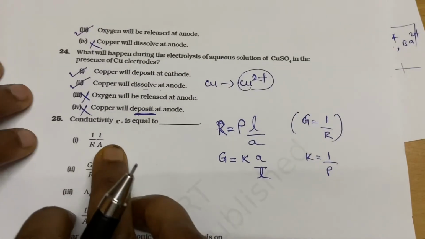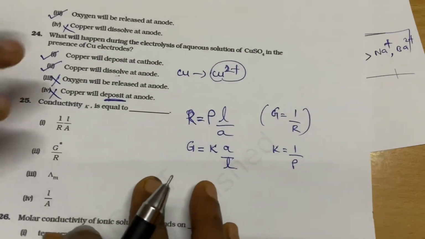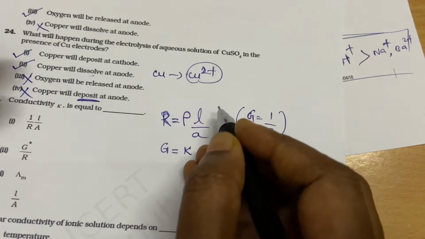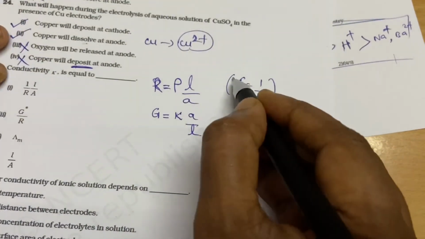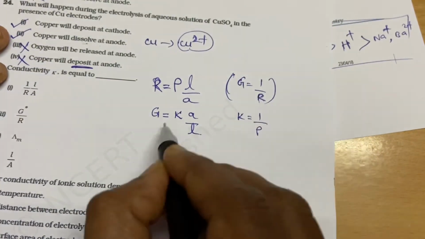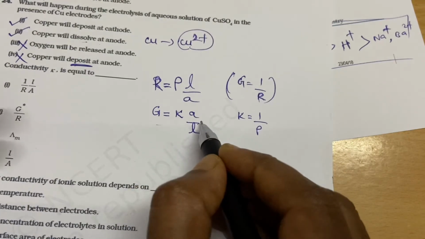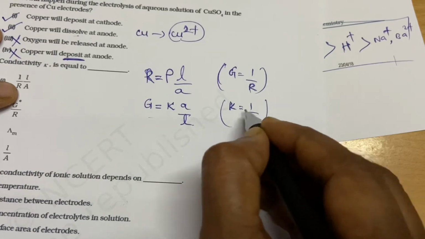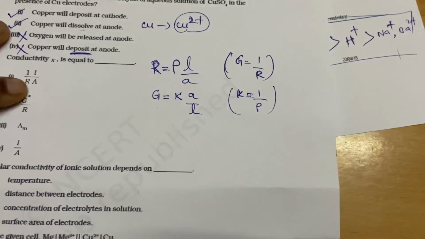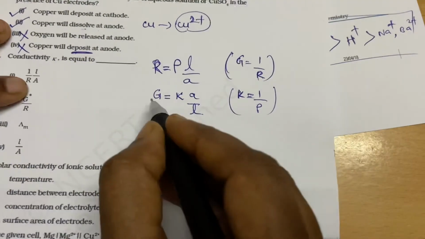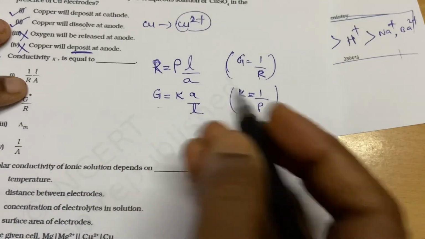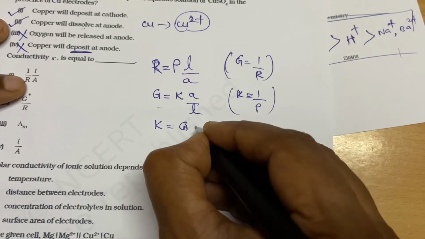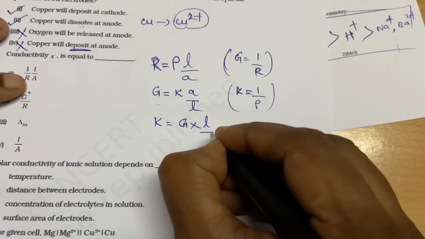So next question, conductivity kappa is equal to, you have to derive the expression. We know that resistance is equal to the specific resistance into the cell constant, and conductance, which is the reciprocal of the resistance, is equal to kappa into the reverse of the cell constant. You know that kappa is the inverse of the specific resistance. We call this specific conductivity. This is conductance, this is specific conductance or conductivity. So kappa is equal to G, conductance, into L by A.